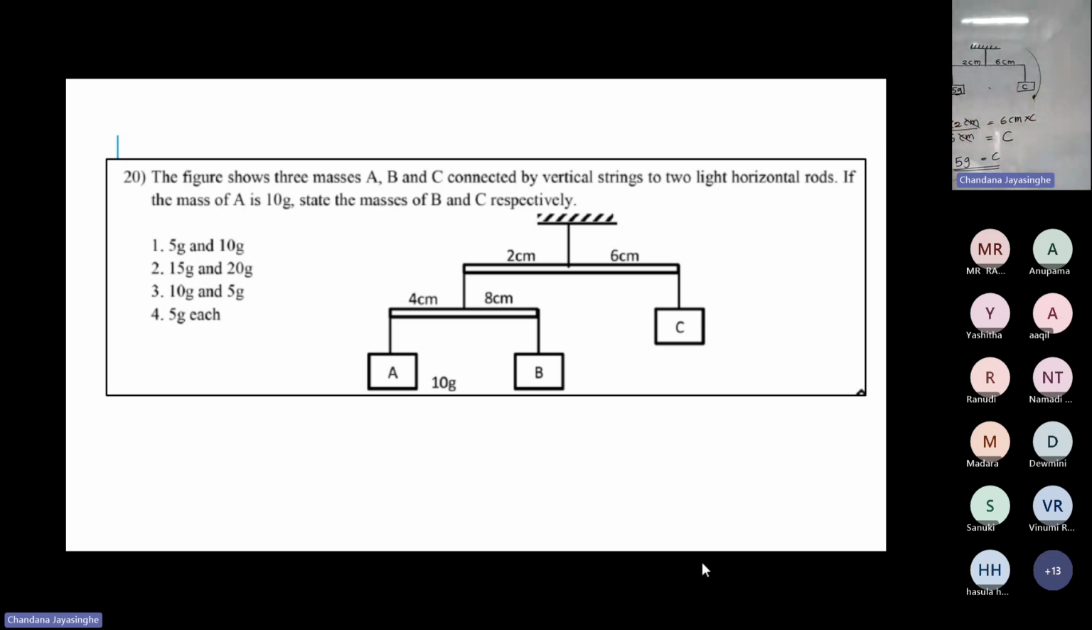So finally, what is the answer? Finally, the answer comes, right? 5 gram each. Finally, the answer comes what? 5 gram each. Right? 20th answer, 5 gram. Right. Then we are going for the 21.